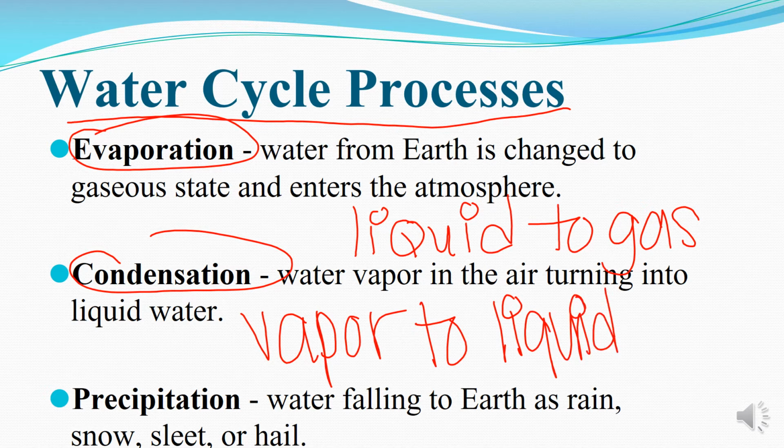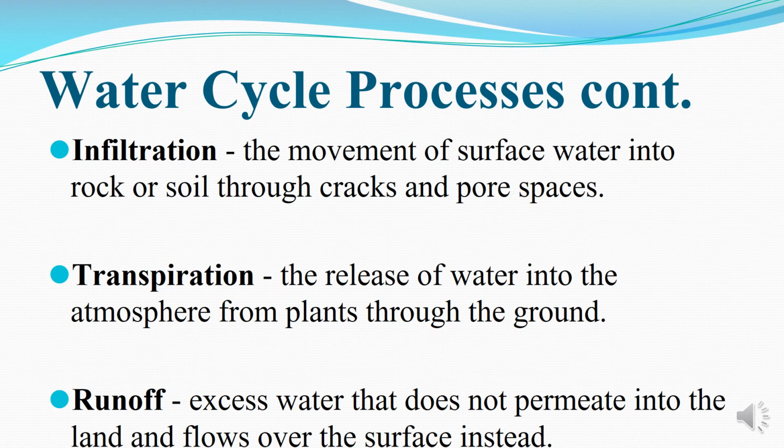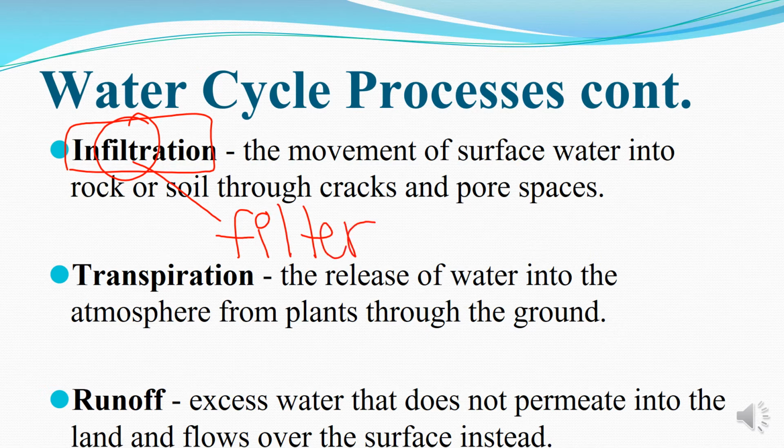All right? So, precipitation. This is obviously water falling, right? It can be rain, snow, sleet, or hail. Infiltration. The key term here is filter. It's like the word filter, and filtered water is actually your cleanest water.